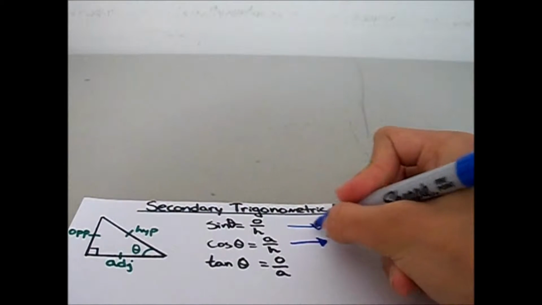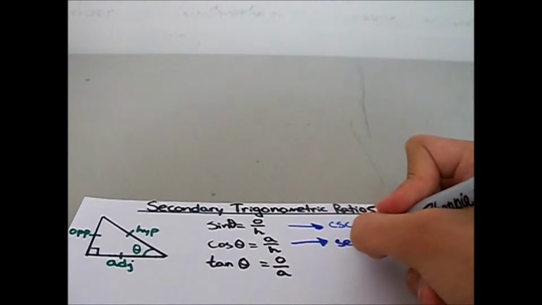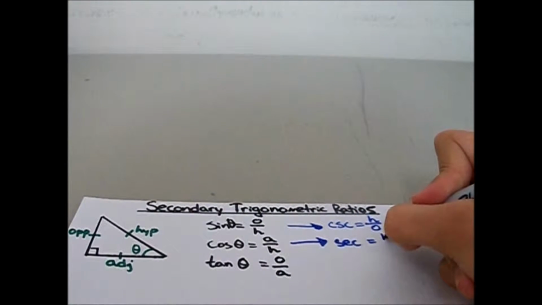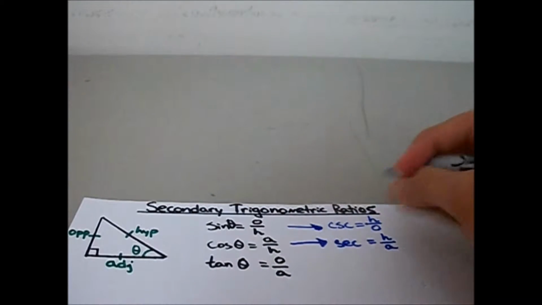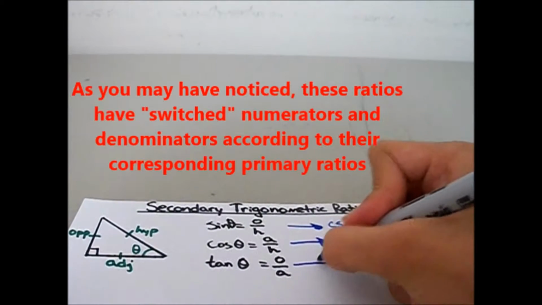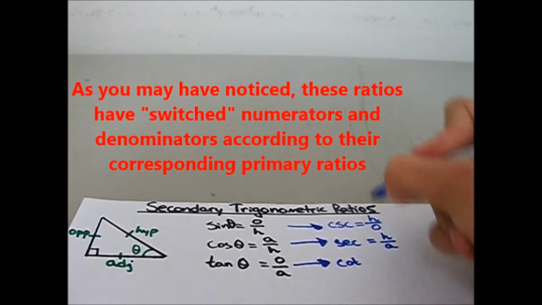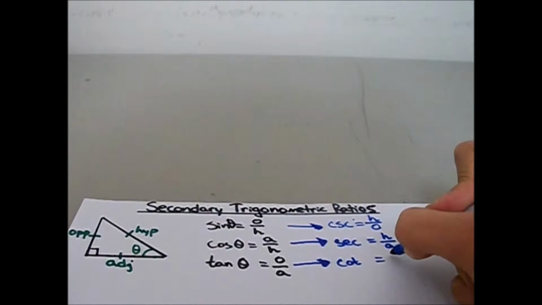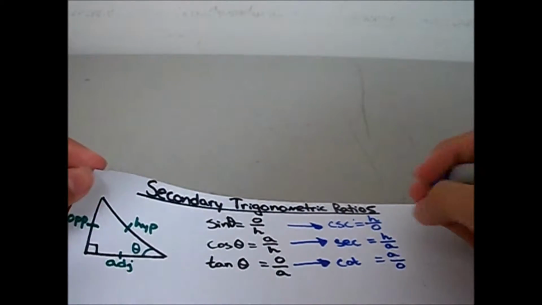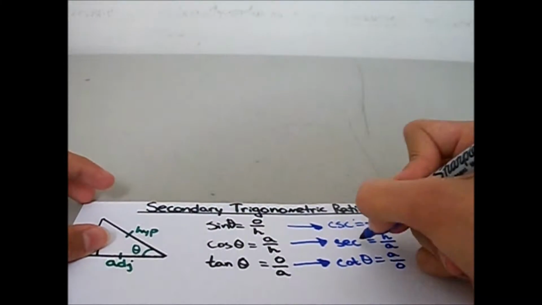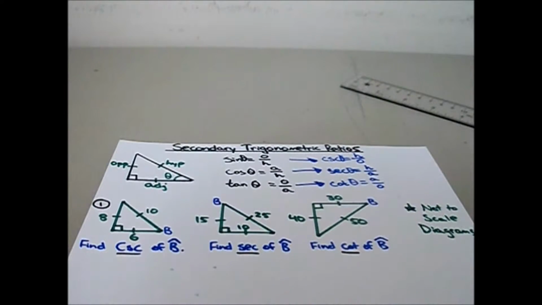For cosine, its reciprocal ratio is secant, referred to as H over A. And the reciprocal ratio of tangent is cotangent, referred to as A over O, adjacent over opposite. And of course, we must add the reference angle signs. Let's just start off with some basic practice.